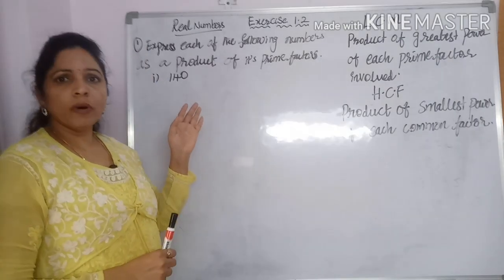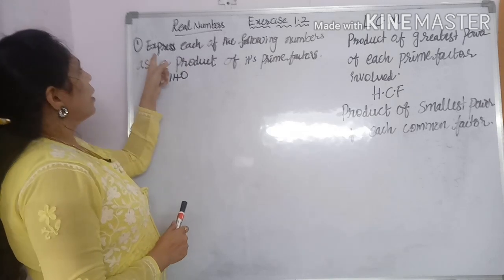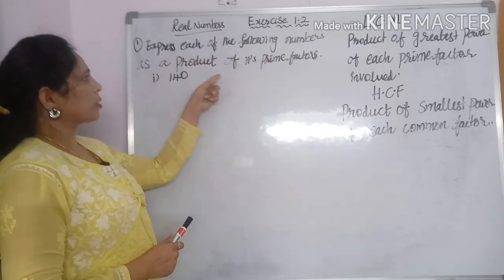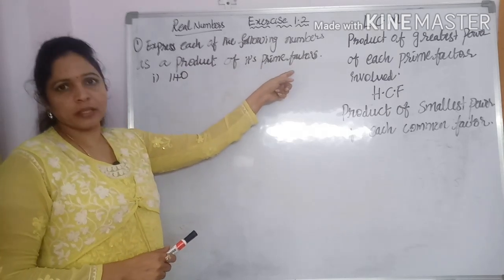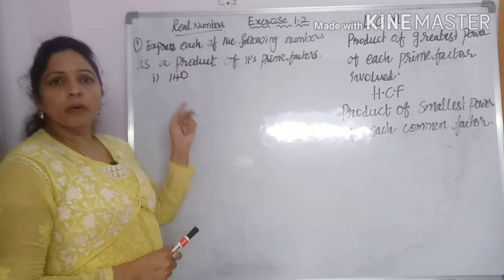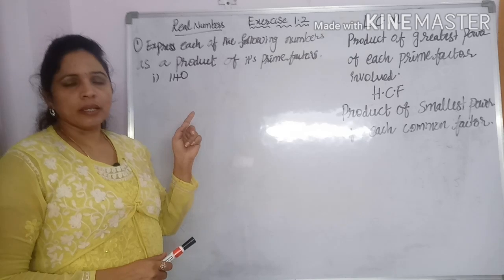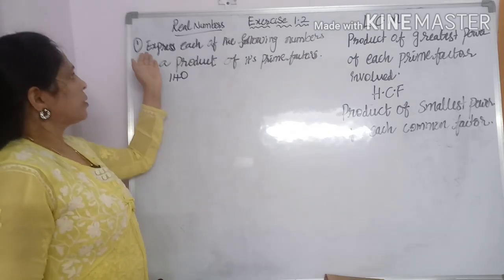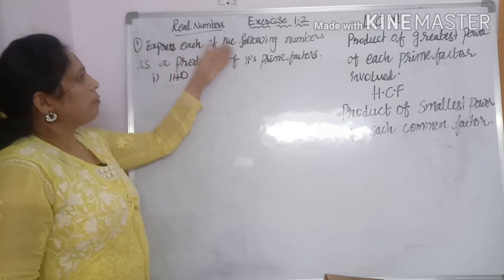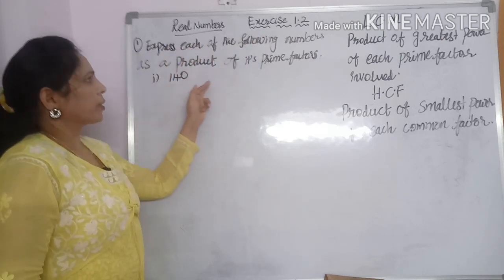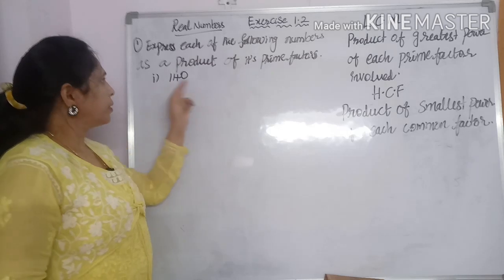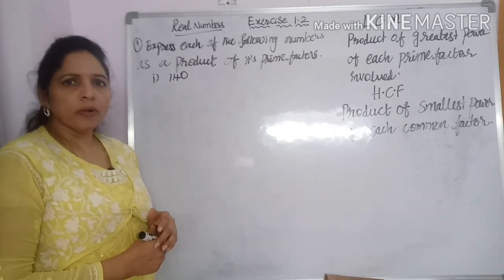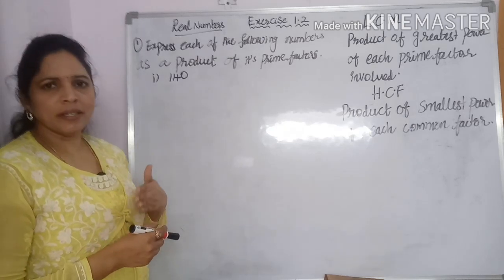Students, let us move on to the first question. Express each of the following numbers as a product of its prime factors. This you have learnt in earlier classes. Here given 140. It's very simple, you have known in earlier classes, isn't it?